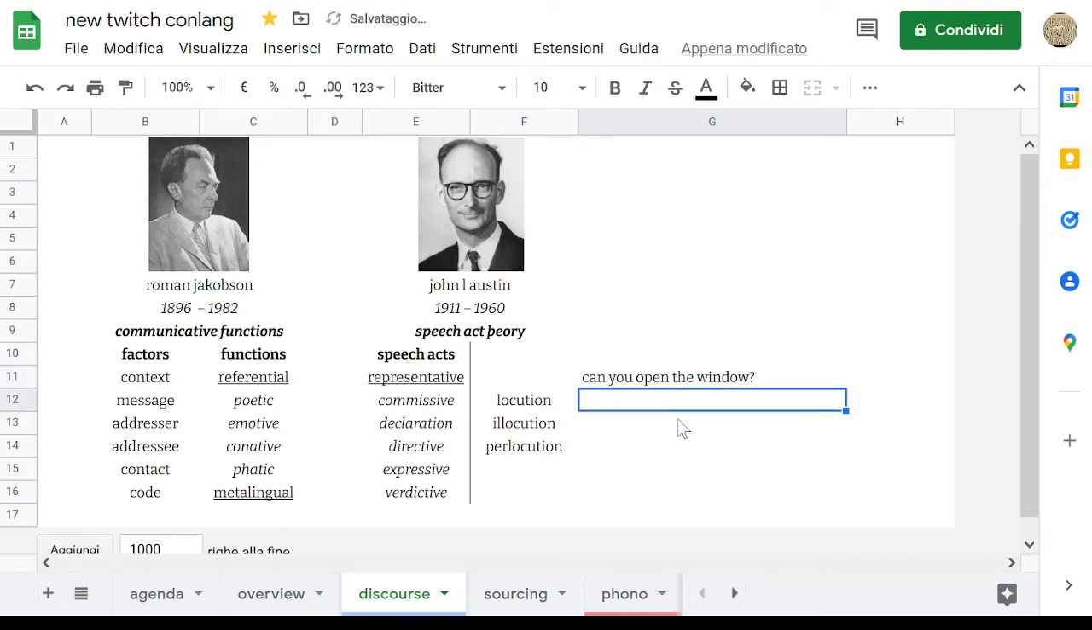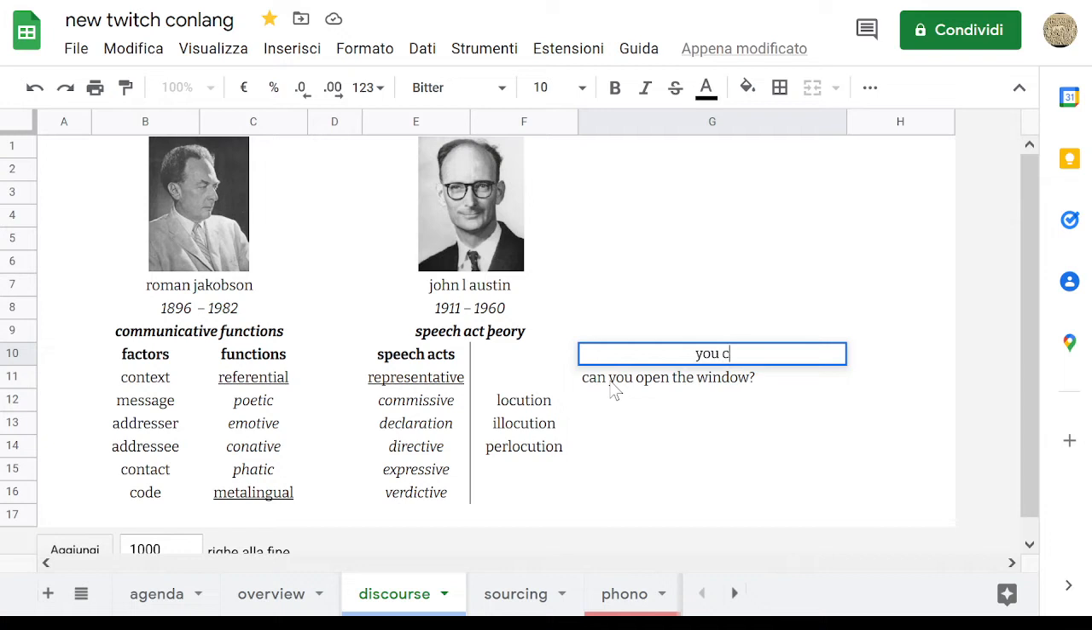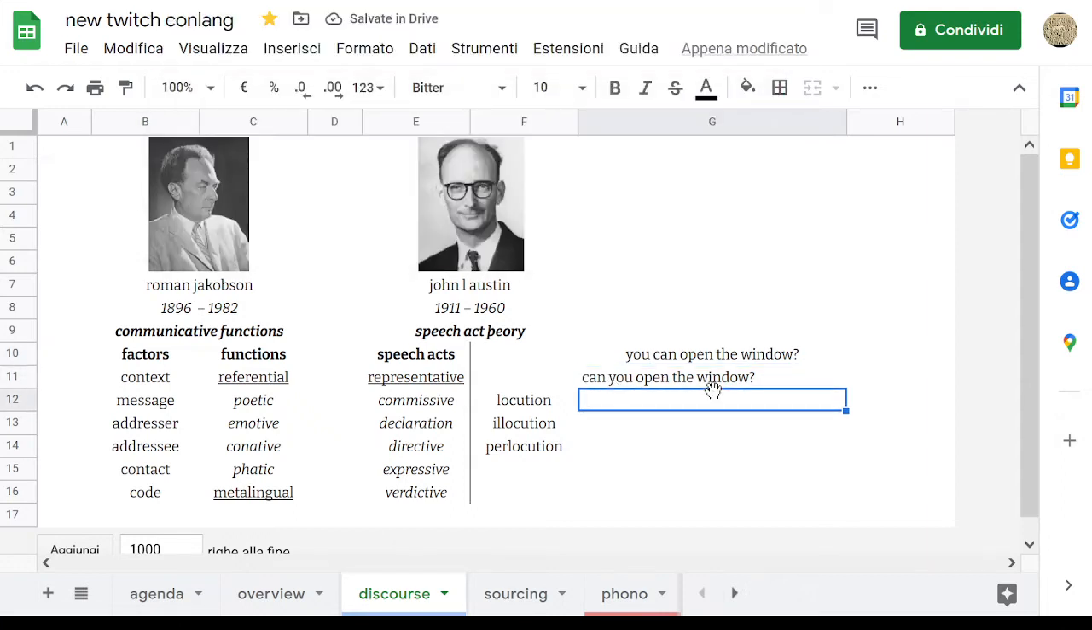The locutionary act that I have just done is I have asked a question. You can see by the question mark and the syntax, I've changed the word order. If I said you can open the window, that would just be a statement of fact. It would probably be representative of someone's ability to do something. It would be a referential function of language. I'm just stating that they are able to. But with can you open the window, I've asked a question. On the locution level, I have asked a question. So on the locutionary level, that's what I've done.